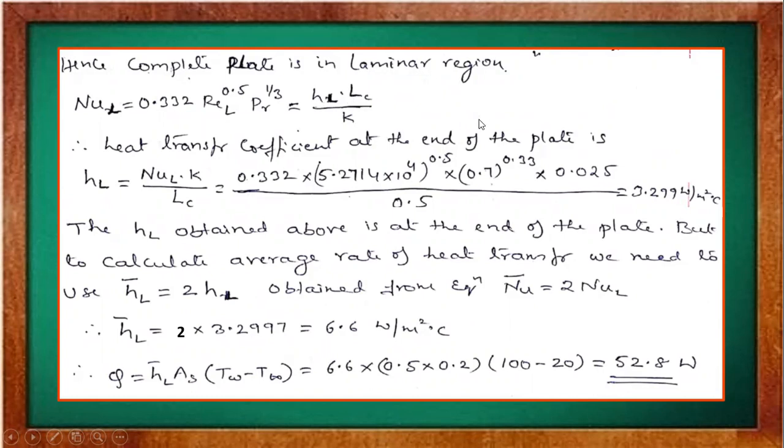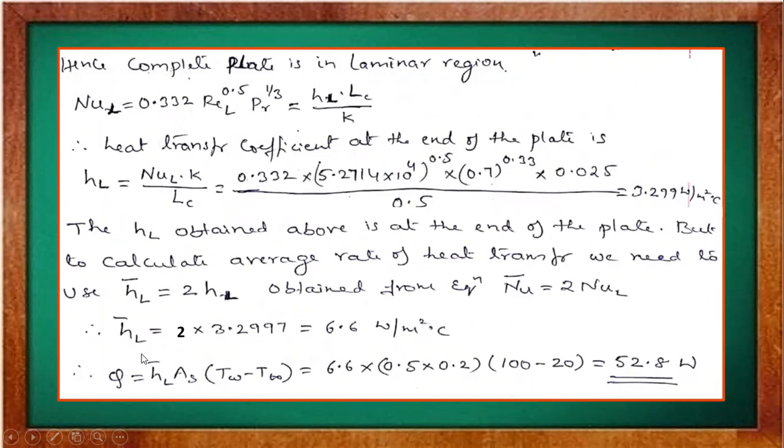Characteristic length is 500 mm because at the end of the plate we are taking. So HL will be 0.332 into Reynolds number to the power 0.5, Prandtl number to the power 0.33, multiplied by the K value divided by the characteristic length. So you'll get some value as 3.2 watt per meter square per minute.